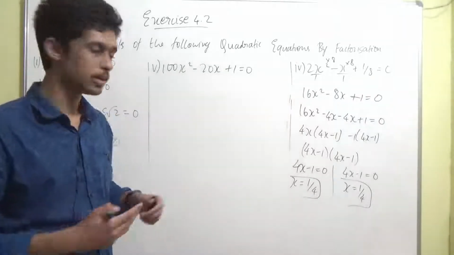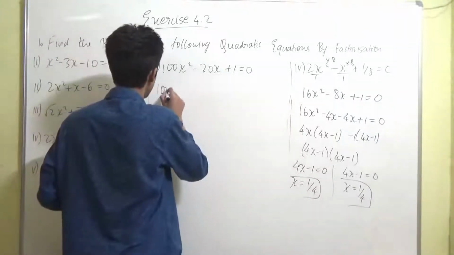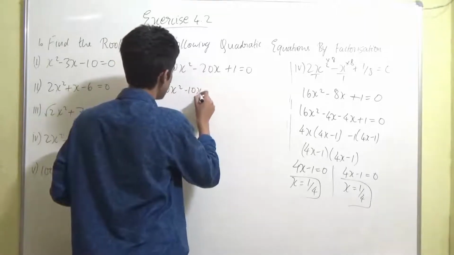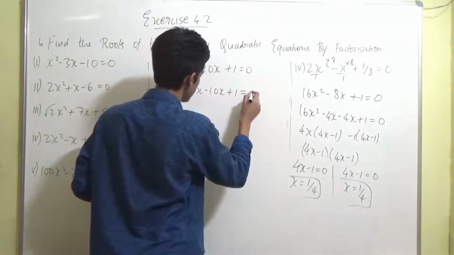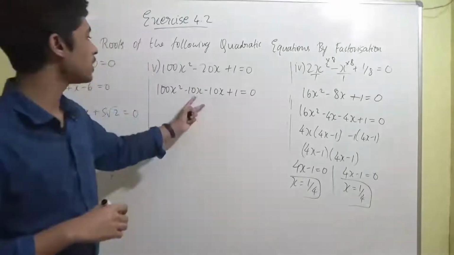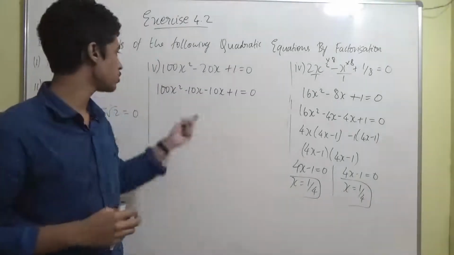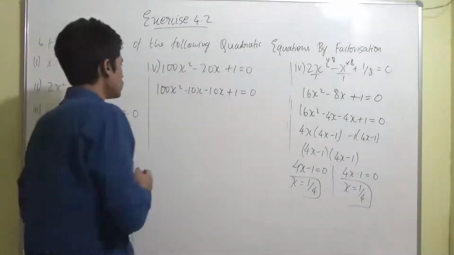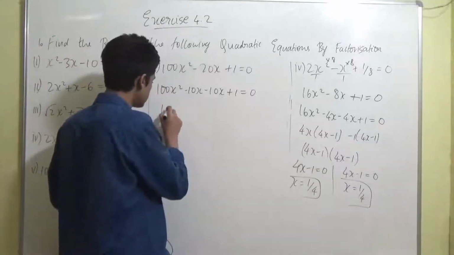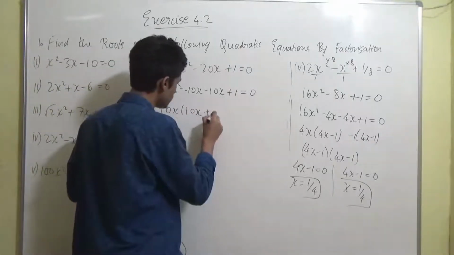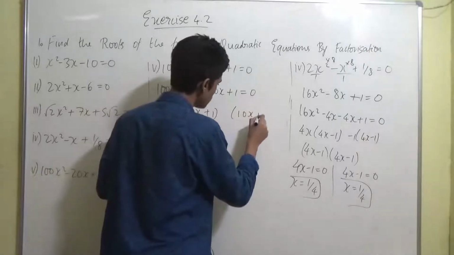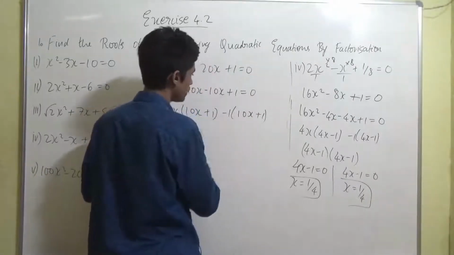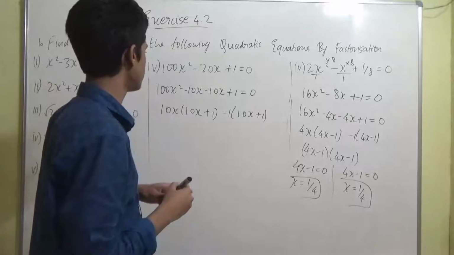10 and 10 gives you 100, right? 100x square minus 10x minus 10x plus 1 equal to 0, right? Because when you multiply minus 10x into minus 10x, you're going to get 100. So let's take 10x in common, here 10x will come plus 1. So again 10x plus 1, right? So minus 1, we'll multiply it here.